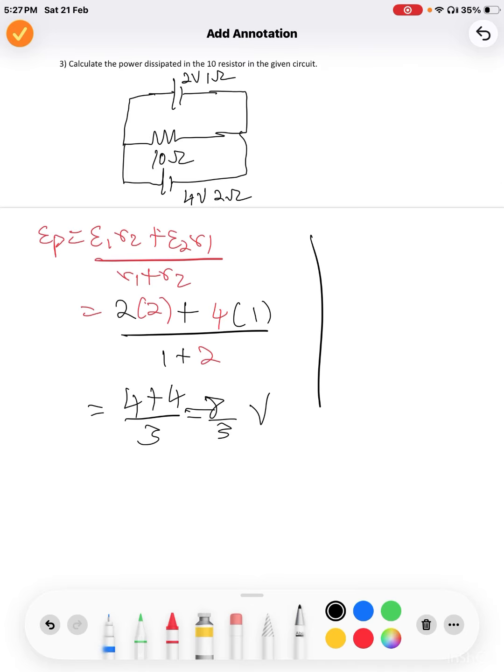So next, after the EMF, we have to find the RP value. What is the RP value then? This is simple, R1 into R2 by R1 plus R2. So 1 into 2 by 1 plus 2, that becomes 2 by 3 ohms, which is the internal resistance value.